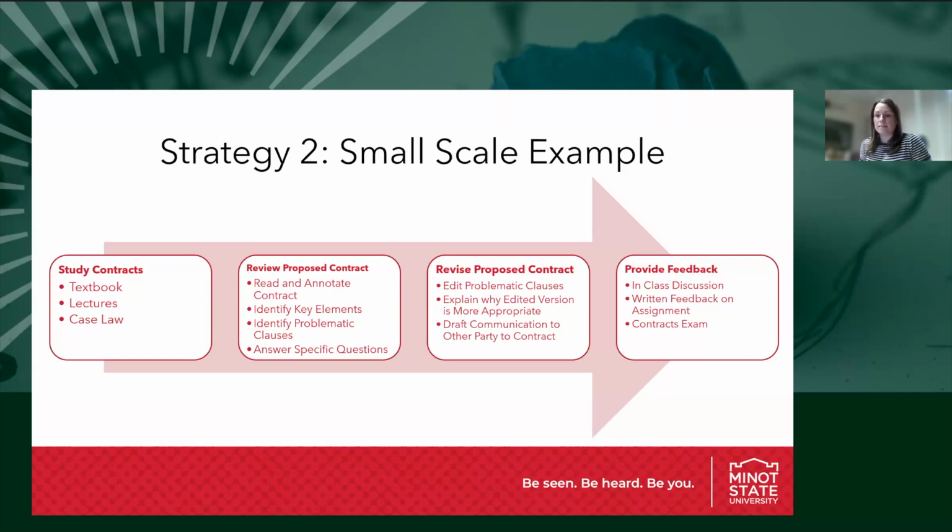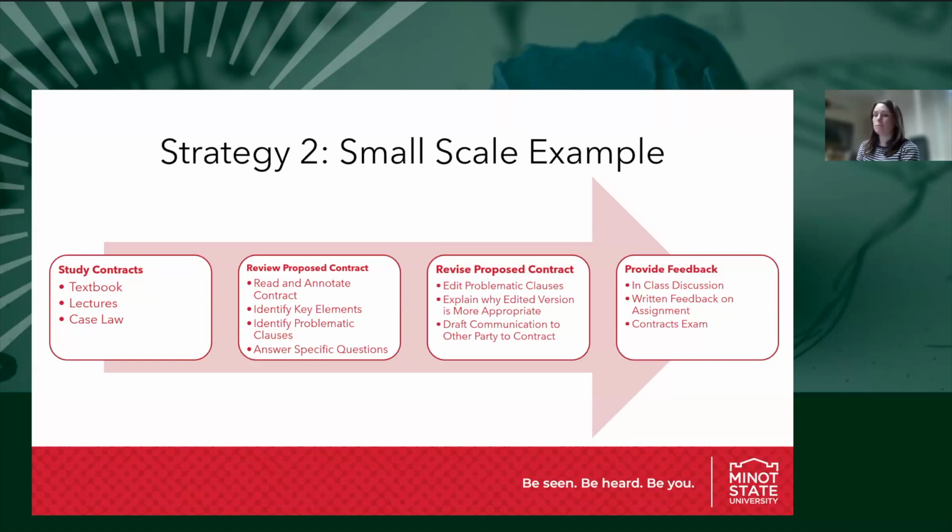So they have to read and analyze the contract and really understand what it is that it's saying and what they're agreeing to if they sign that contract. But then the next step is that they are required to also revise the contract. And so not only do they identify those problematic clauses, but they're required to edit those clauses. So they have to revise them and then explain to me why their version is more appropriate for that particular contract. And lastly, they draft a communication to the other party to their contract where they have to professionally explain their edits, why they want to edit it, and then really negotiate that agreement.